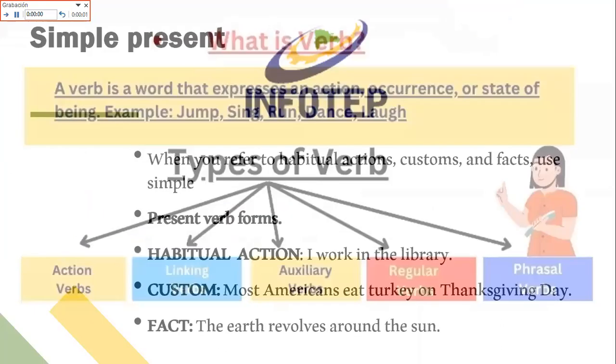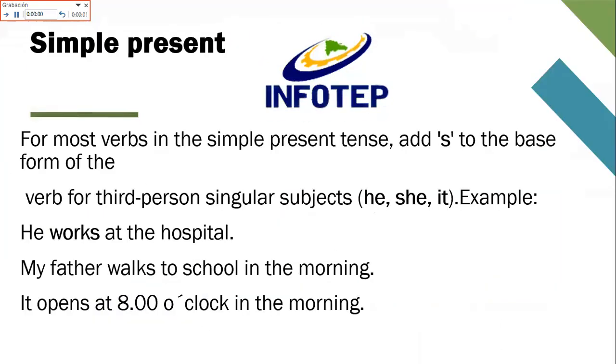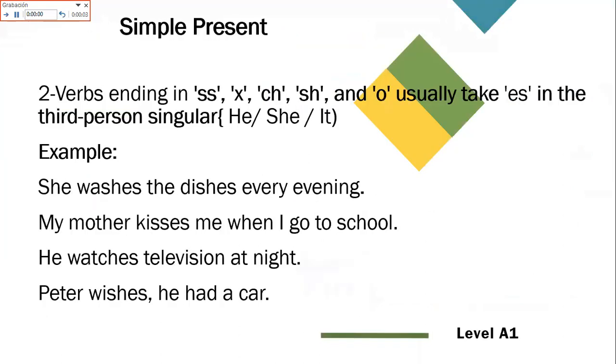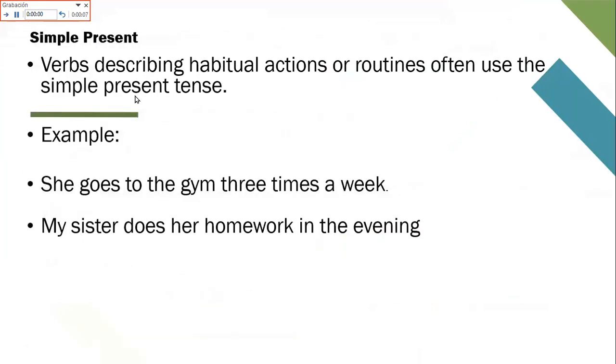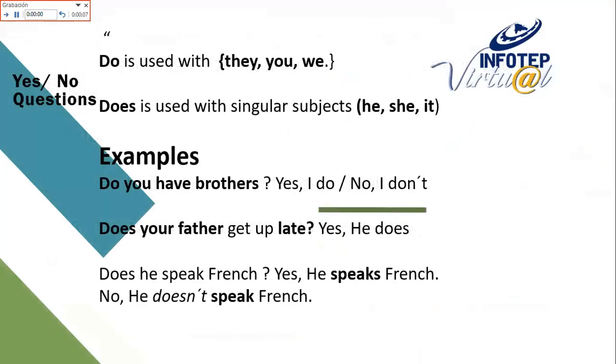Just reviewing. That's why it's a little fast. And here, as I said, if you want to make a question, we use do for they, you, we. Do you, do they, do we. Does is used with singular subjects like he, she, it.